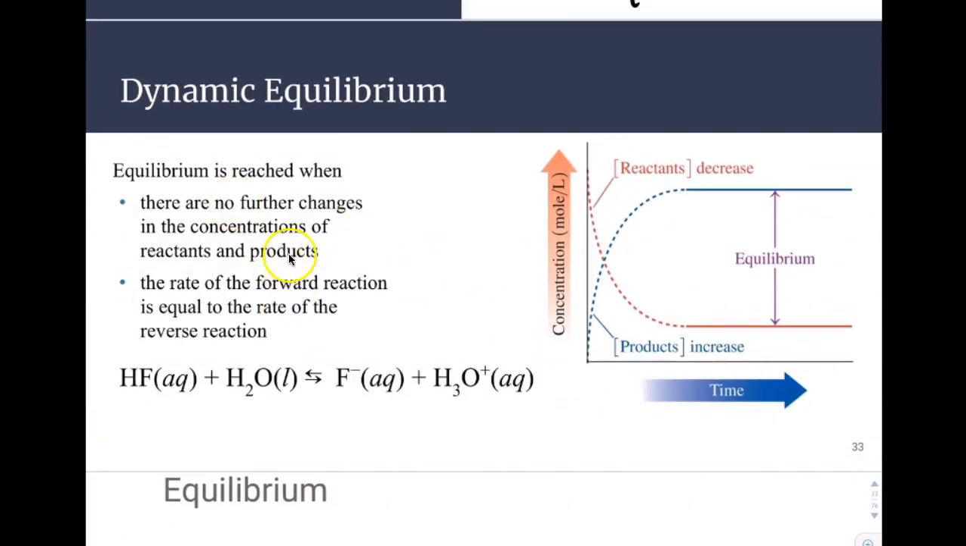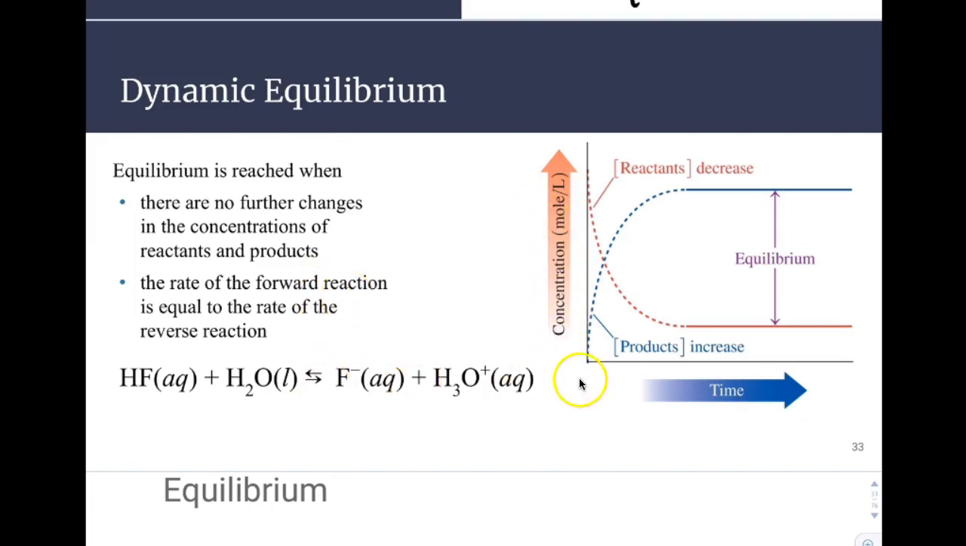So two things that are true in equilibrium, and this is a great multiple choice question. There are no changes in the concentration of reactants and products. The reaction is still happening, but the amount of reactants and products has stayed the same. And the rate of the forward is equal to the rate of the reverse.